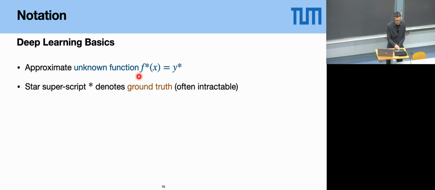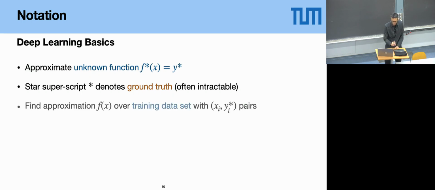We might have access to running this f star, but we're interested in finding an approximation of this f star, just called f for simplicity, with a training data set that contains different input pairs. So for the x, this technically also could be attributed to the ground truth or the approximation later on. We'll just call it x. And ground truth pairs, basically collecting many xy pairs indicated by this i superscript. That's our training data set.